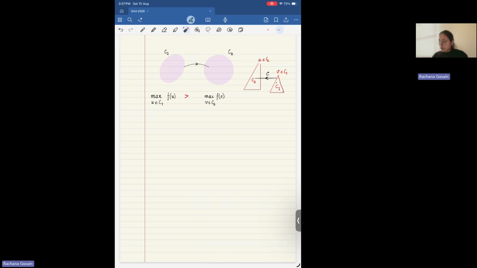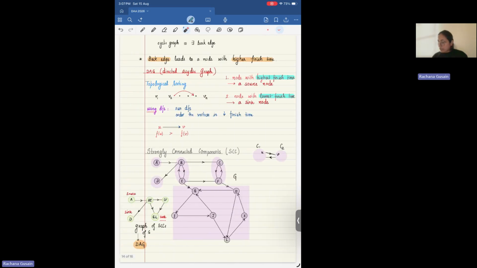So that's one property. It's a DAG, and since it is a DAG, it's going to have at least one source and at least one sink. In this particular example, there is one source vertex and there are 2 sink nodes.